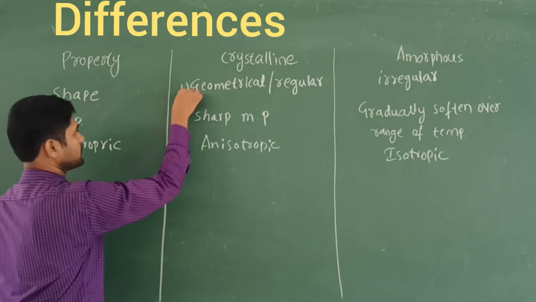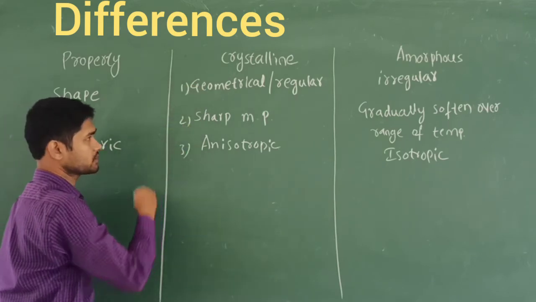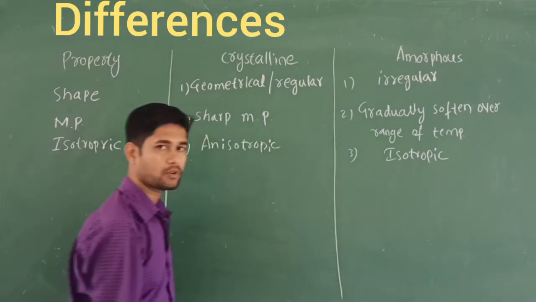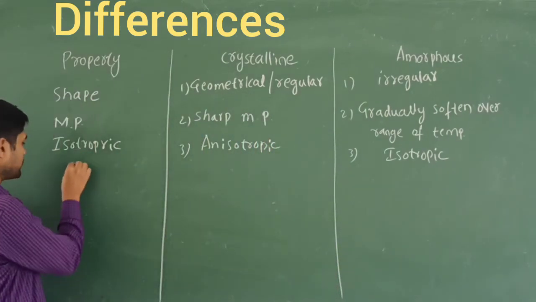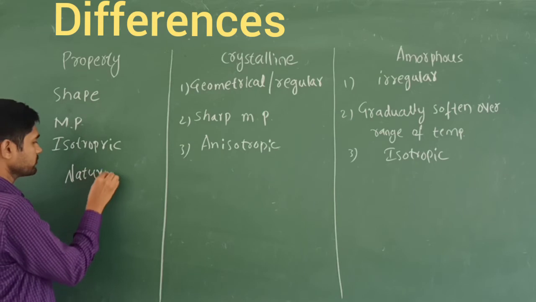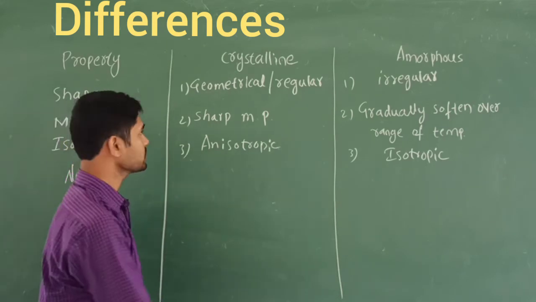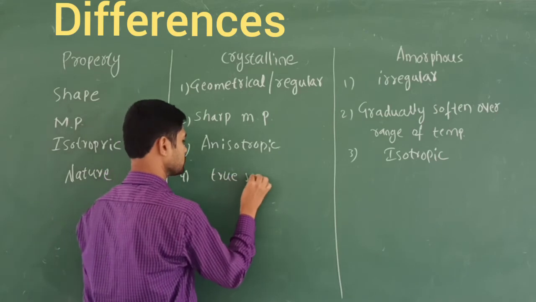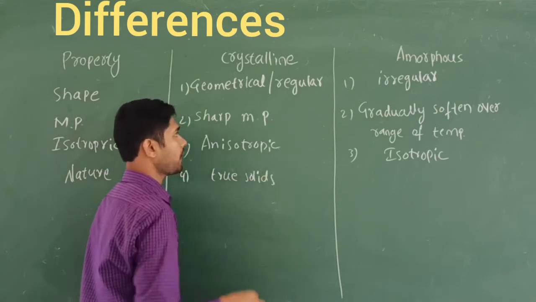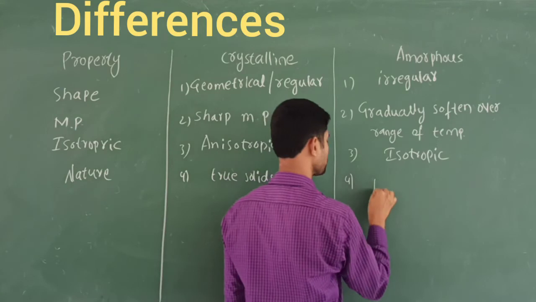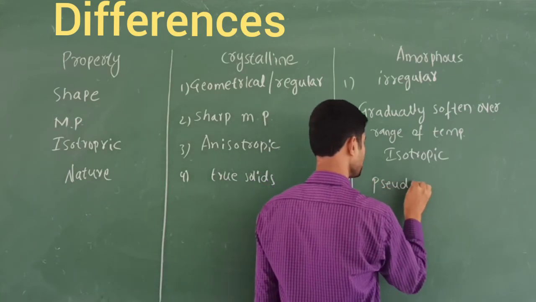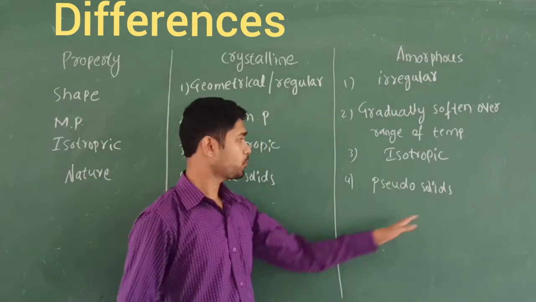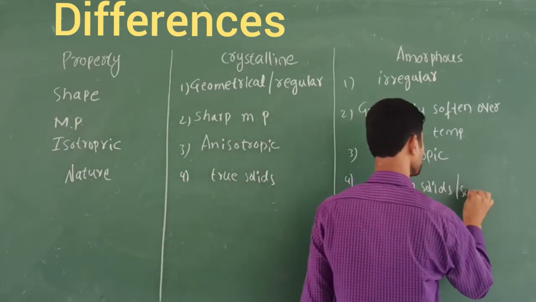So can you give the names 1, 2, 3? We have discussed the 3 points. So next we are going to study the nature of these crystalline solids and amorphous solids. Crystalline solids are the true solids, and amorphous solids are the pseudo solids. They are also called supercooled liquids.